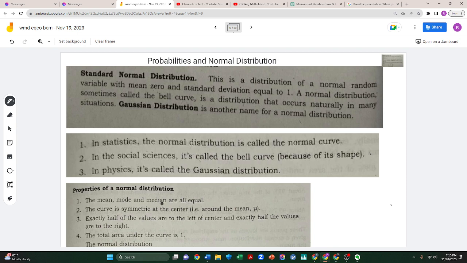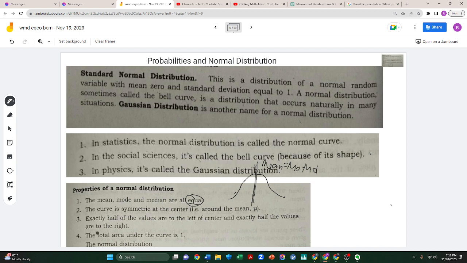Now, here are the properties of the normal distribution. The mean, the mode, and the median are equal. Again, equal. When we say normal curve, the mean, median, and mode are equal. That is the first property. The second: the curve is symmetric at the center around the mean.